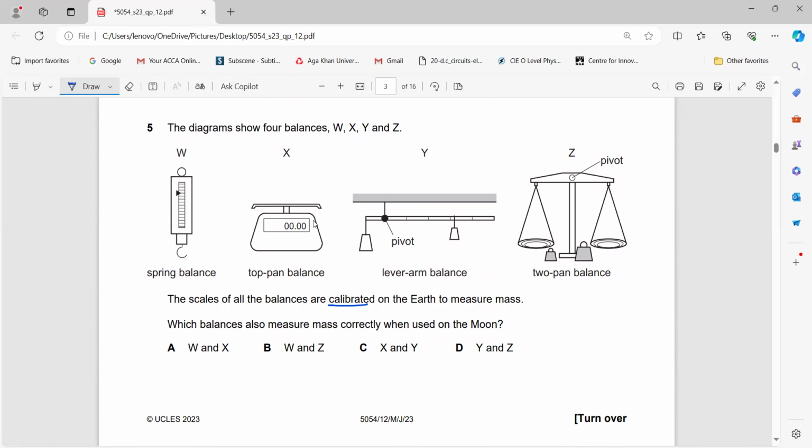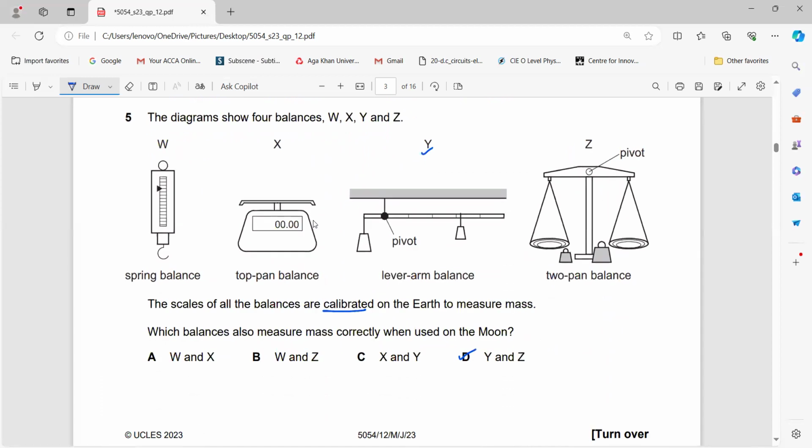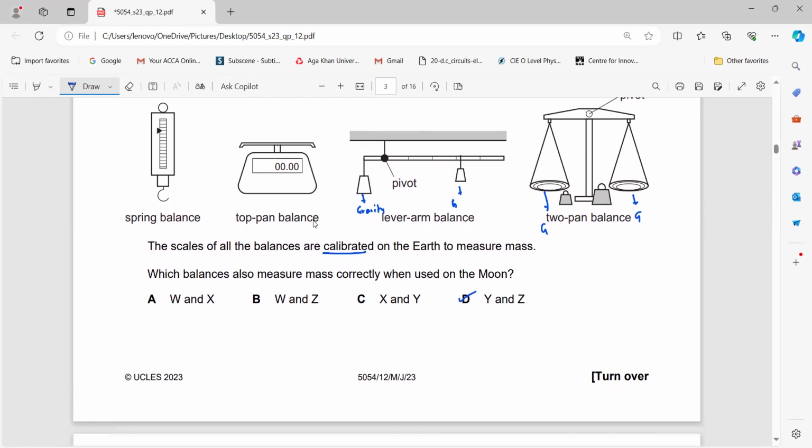That is going to be mass on the moon. I guess it's going to be D, Y and Z. So the beam balance and the two-pan balance help you in finding out the mass anyway. Why? Because the gravitational pull is going to act on both these places as well. So this is where gravity acts. So it becomes easier to measure mass on the moon, because the gravity on the moon is lower than the gravity on the Earth. This tells us that these two balances would be perfectly used to measure mass.